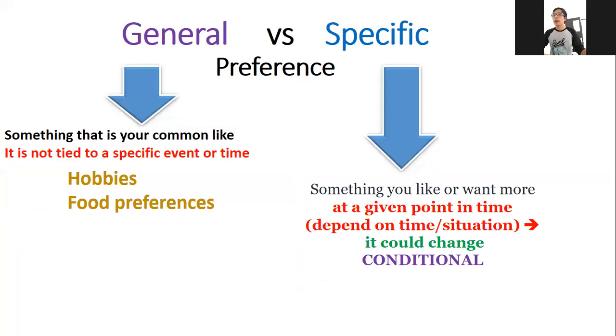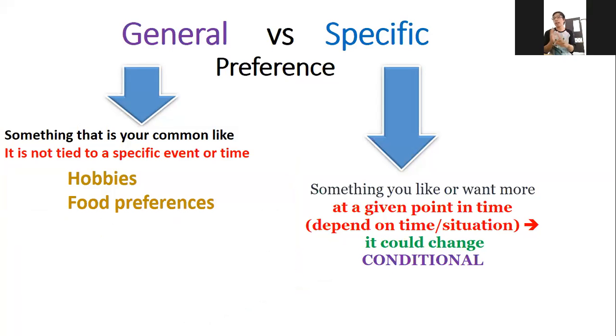So here, let me try to explain the difference between general and specific preferences. So what is a general preference? It's something that is your common like, as we have heard from the audio file explained by the narrators.